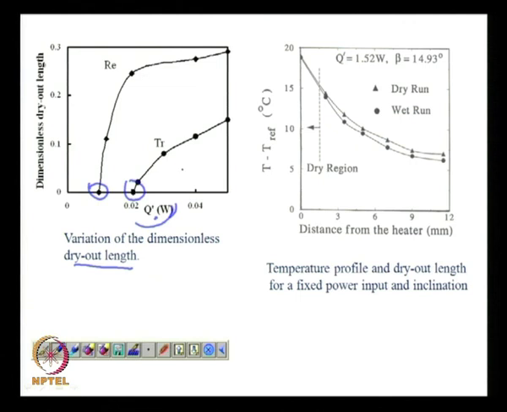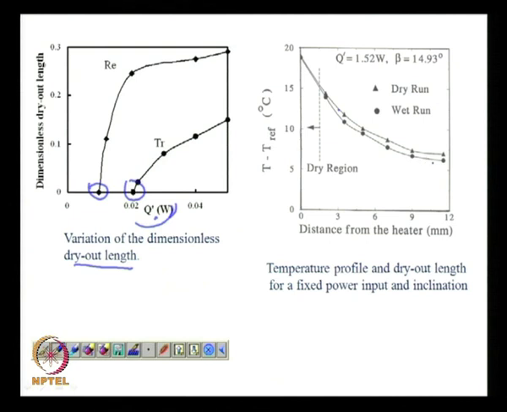for different geometries. The right hand figure shows the experimental data for an actual micro heat pipe. I would not say it is a micro heat pipe, it is a grooved surface, micro grooves made on a silicon wafer. You can see that the top one represents the temperature profile for the case of dry run when there is no liquid, the bottom one when there is liquid.